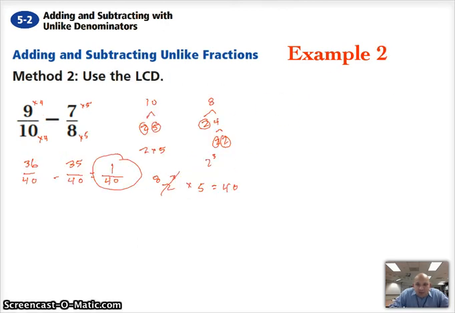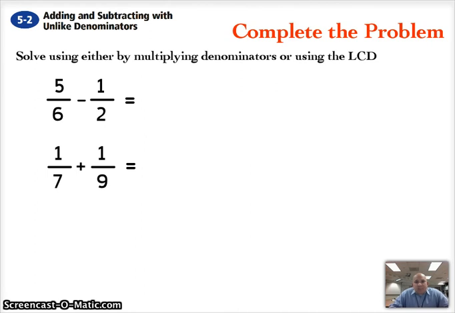So both of those methods work well. Now we go to the complete the problem. We have two problems here, 5/6 subtract 1/2 and 1/7 plus 1/9. You're going to solve them by either multiplying the denominators together or using the least common denominator. We'll see you in class.